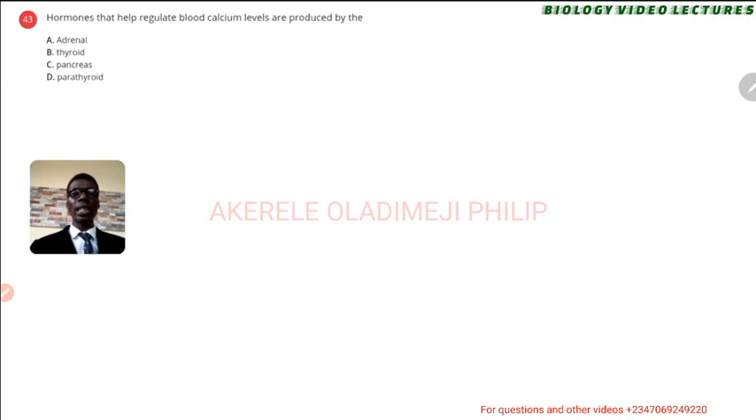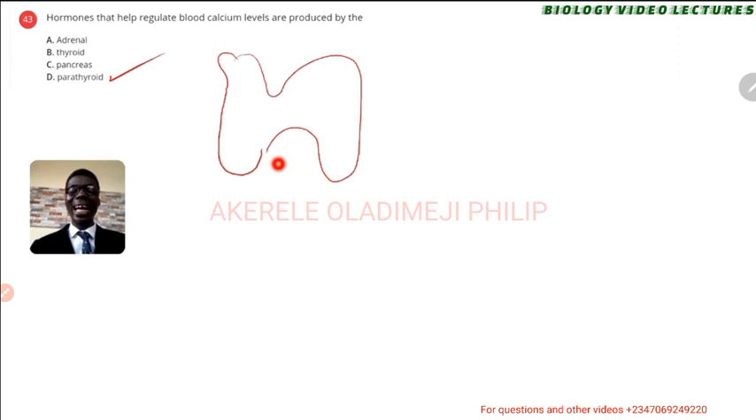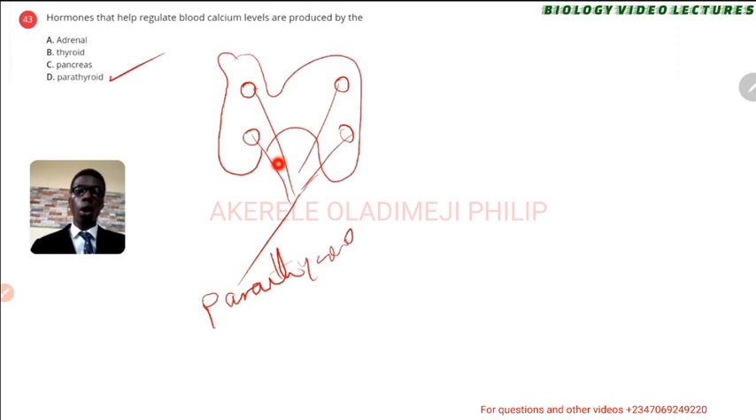Hormones that regulate blood calcium are produced by the parathyroid gland. Now, where is the parathyroid gland found? Let's see, this is the thyroid gland, like that. At the back of the thyroid gland, you have 1, 2, 3, 4. These four structures are called parathyroid glands. And what do they produce? They produce a hormone called parathyroid hormone, or some people call it parathormone. All right. What does it do? It increases calcium level in the blood.